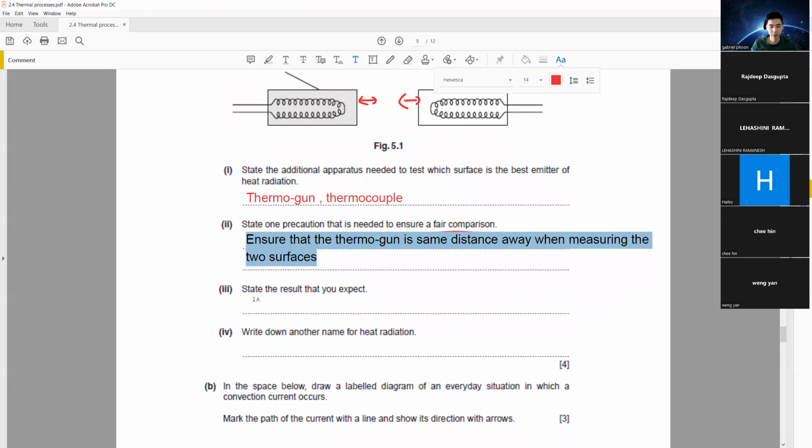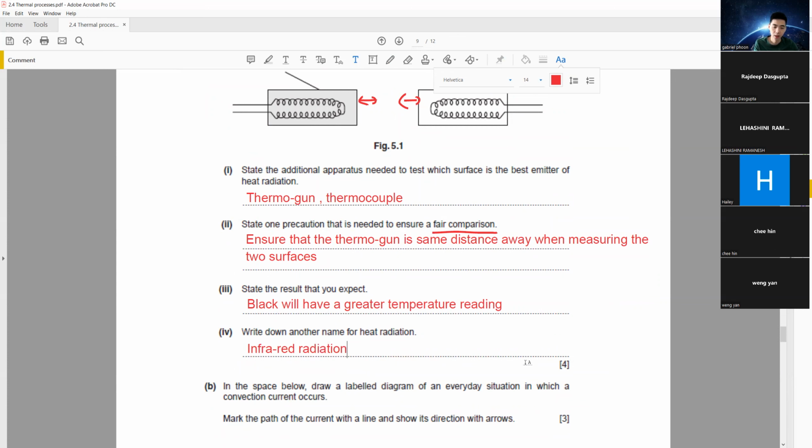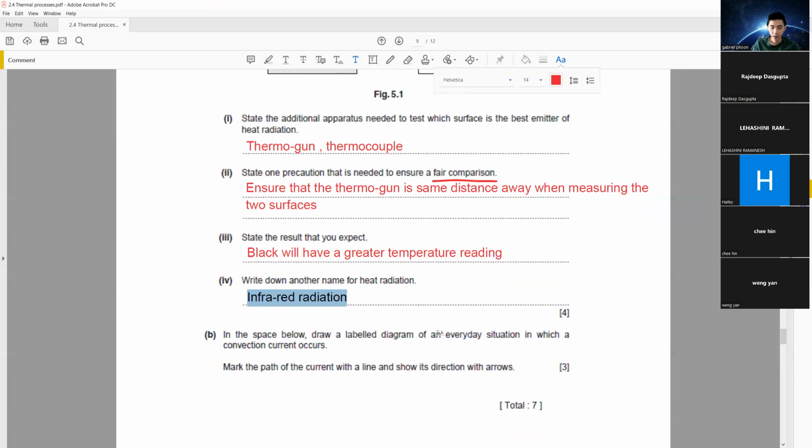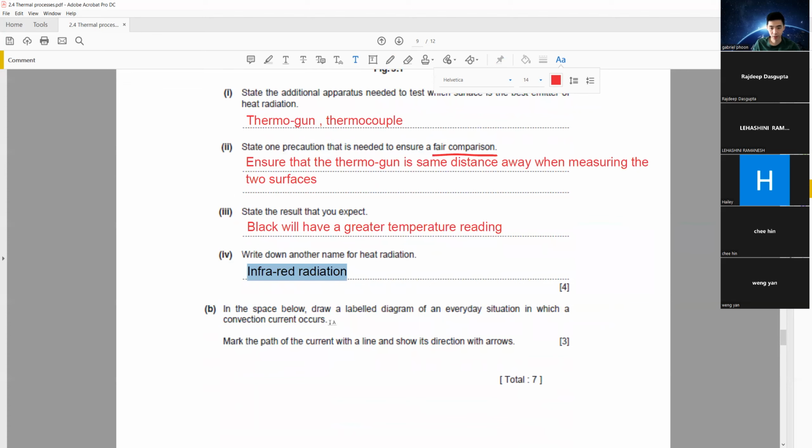And finally, state the results you would expect. Obviously, the black will have a greater temperature reading. And right now, another name for heat radiation is basically what we call infrared radiation, guys. Like I keep saying, anything that is to do with heat must be because of infrared radiation, guys. And then finally, the last part here: draw a labelled diagram of any situation where convection current occurs.